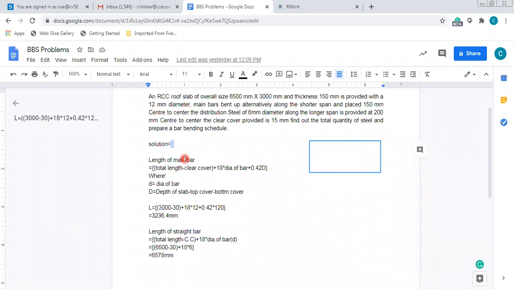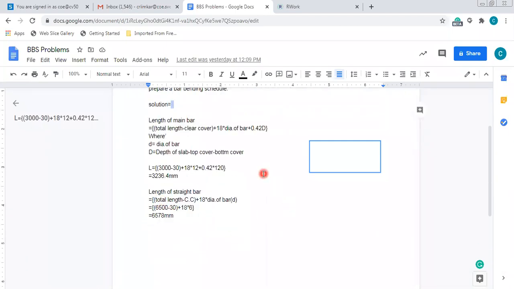What is the formula that I am going to use? The length of the main bar equals the total length minus clear cover, which is provided from both the sides, plus 18 into diameter of the bar, plus 0.42 D, plus 0.42 D, where capital D is the depth of slab minus top cover minus bottom cover, or depth of slab minus the clear covers, and small d is the diameter of the bar.